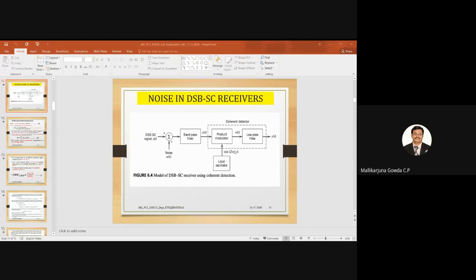Okay, just to have a recap of what we have discussed in the previous class. Can you just define what is the input signal to noise ratio? I defined, I think, four terms. One is input SNR, second one is output SNR, third one is channel SNR, and fourth one is the figure of merit. So these four definitions should be there in your mind.